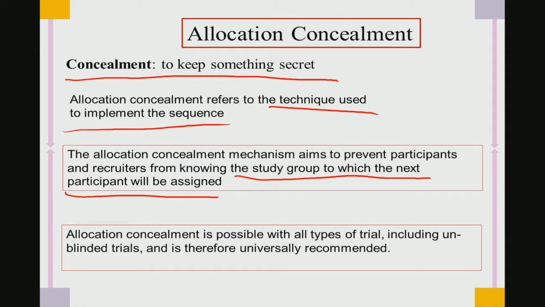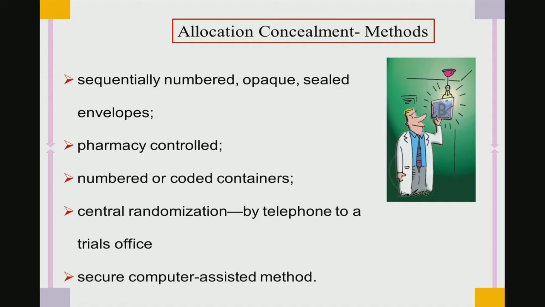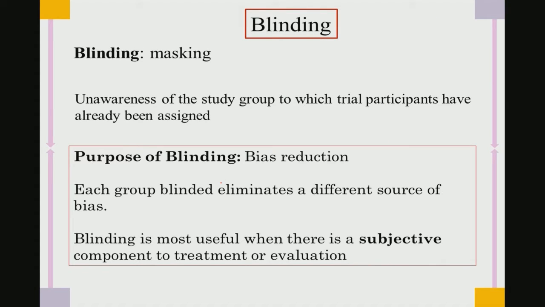For example, there are 24 patients, as I said one or two slides back. If patient A is getting one type of head, patient A will not know what patient B will receive, in reference to the femoral head description. So there will be no clarity on what each of the patients will be receiving. Sequentially numbered opaque sealed envelopes, like in the case of drugs that I mentioned, are pharmacy controlled, numbered or coded. Now the third one is blinding.